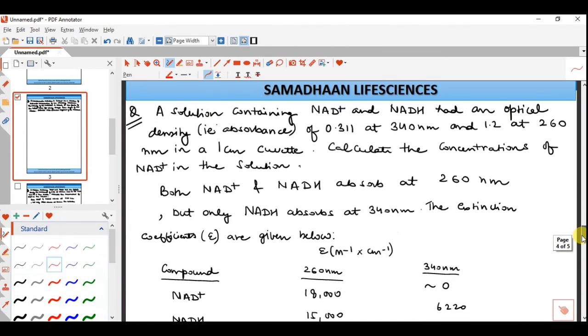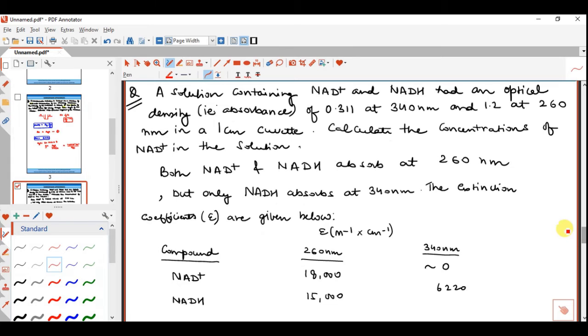The third question, let us move on to this one. So this is a nice question. This would clear most of your doubts regarding this particular topic. So let us go through this. A solution containing, I'll just underline the important points. Okay, so a solution containing NAD plus and NADH had an optical density, that is absorbance, of 0.311 at 340 nanometer and 1.2 at 260 nanometer in a 1 centimeter cuvette.